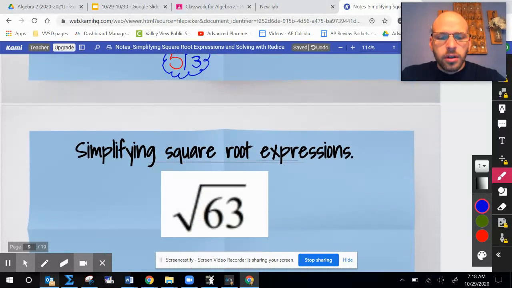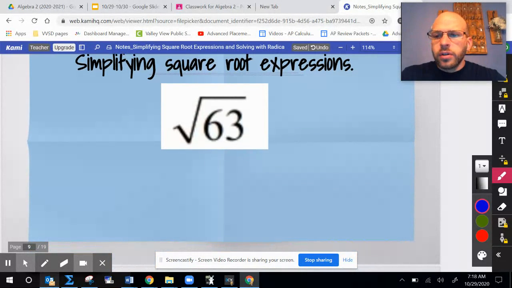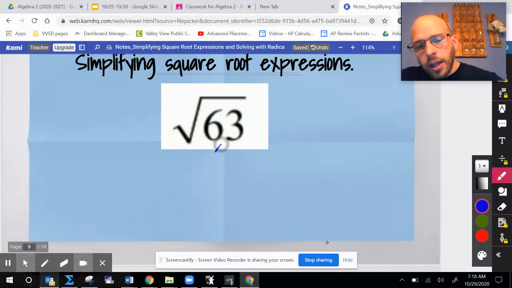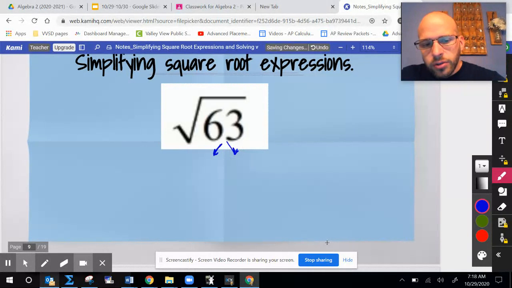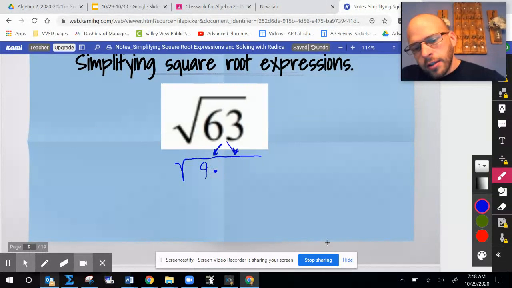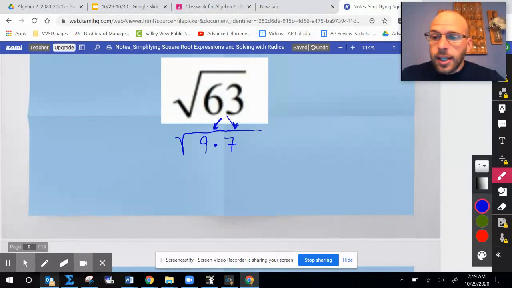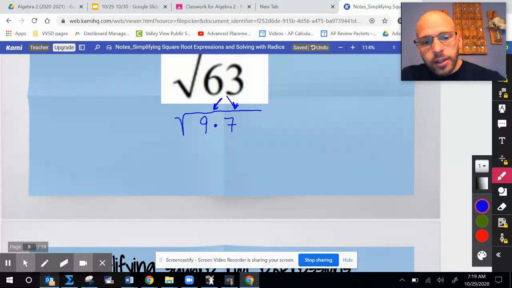I'll keep going. I got more. So I have something like the square root of 63. Now, I don't know what the square root of 63 is off the top of my head. So what I'm going to do is break it down into smaller components. 63 I can rewrite as 9 times 7. Again, I want to break it down into a product of two things. Now 9 and 7 are not the same, so I'm going to break it down even further.